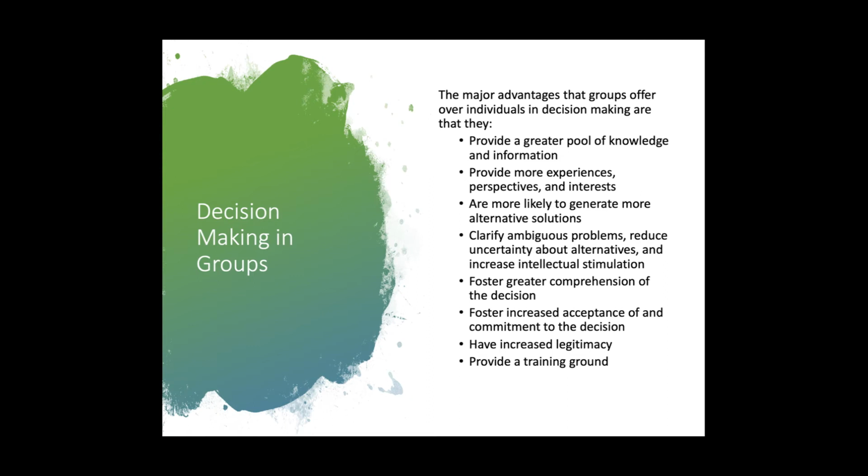And so you get a richer, deeper, wider set of commentary on both the problem and possible solutions. And you can see there at point 3, you're more likely to generate more alternative solutions by having more people participate. And of course, that should be pretty intuitive. You can have more people clarify ambiguous problems. You can reduce uncertainty about certain alternatives and also increase intellectual stimulation. Most people who are creative think better when other people are prodding them, stirring them, challenging their ideas. I mean, politely and in a friendly way. But those kinds of things increase the degree of stimulation and thinking for everyone.